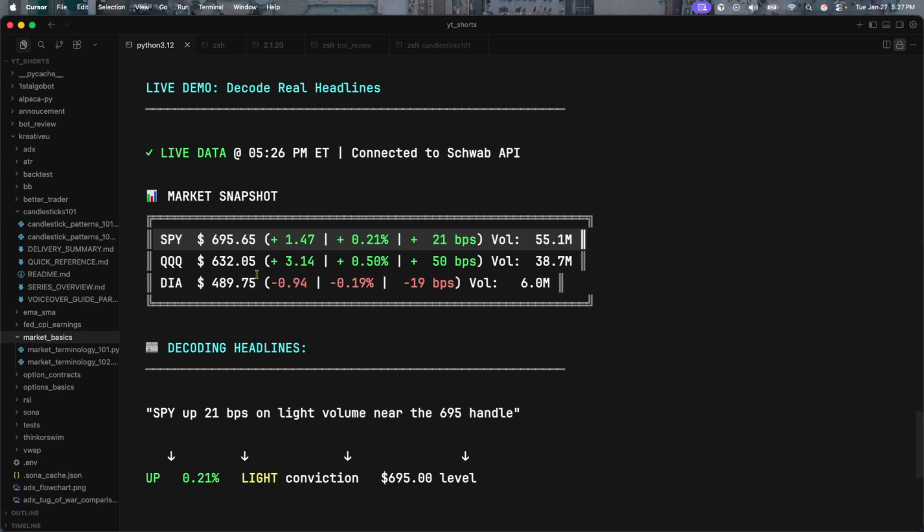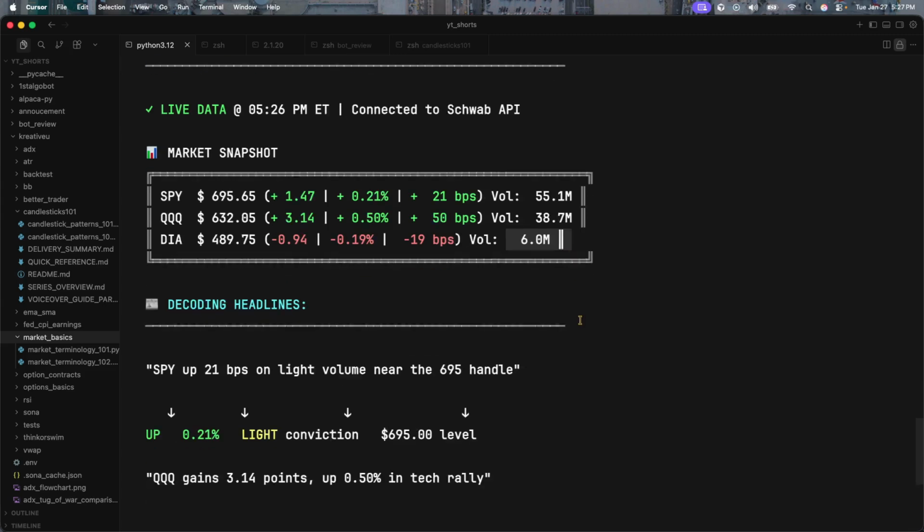And then we have QQQ. QQQ closed at 632.05. The points today moved 3.14, or 50 bips, which is 0.5%. The volume was 38.7, so a little bit light for QQQ. DIA closed at 48.75. The points were negative 94 or negative 19 bips. That negative 19 bips translates to negative 0.19%. The volume was 6 million.